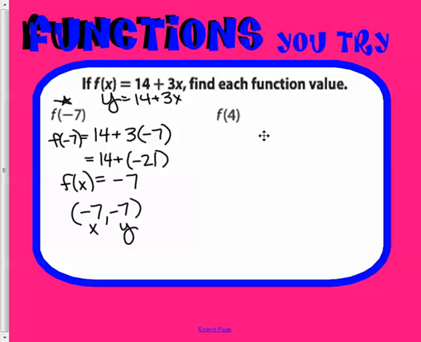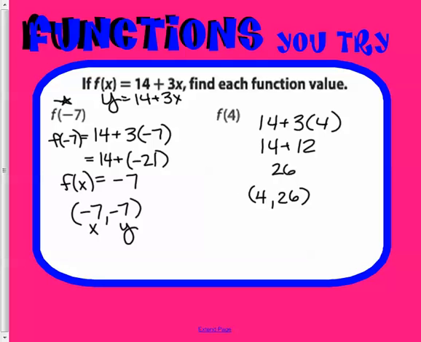Okay, so if I input 4, 14 plus 3 times 4 gives me 14 plus 12, so that gives me 26. So when I input 4, my output is 26. Again, this is a coordinate pair on this particular graph. Okay, so let's look at another example.